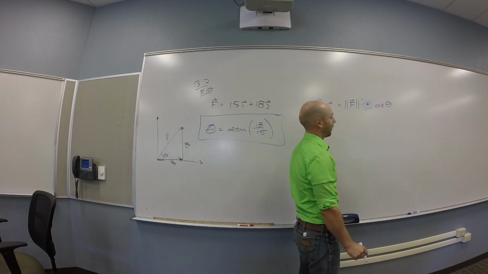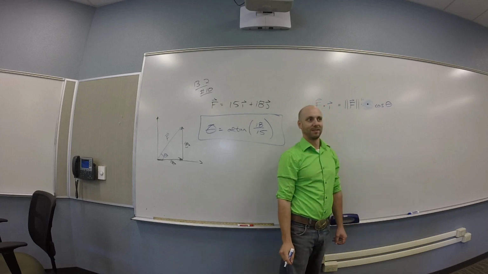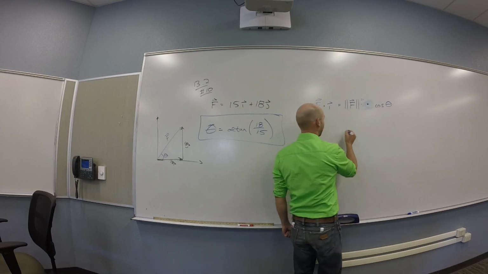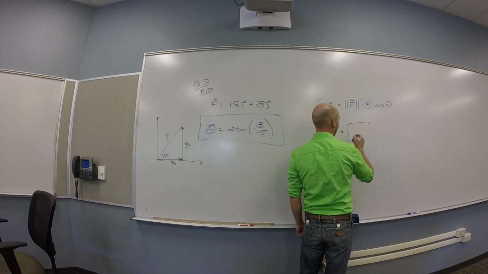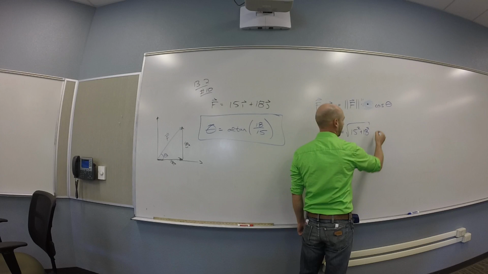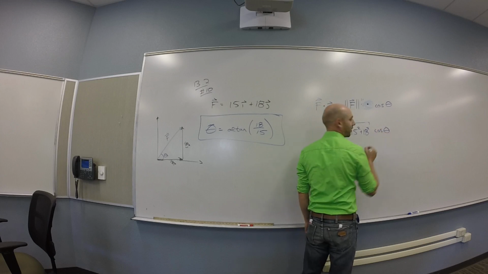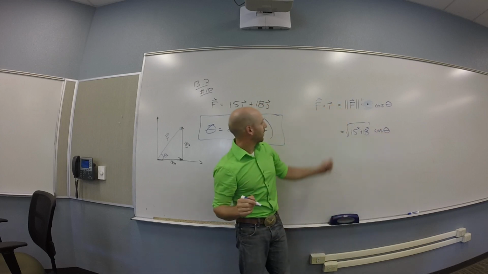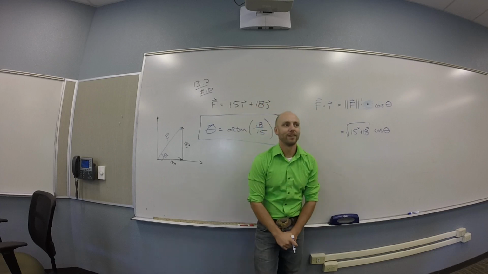What's the magnitude of F? That's just a Pythagorean essentially. Yeah, that's the Pythagorean theorem, right? So I'd get the square root of 15 squared plus 18 squared. I've got the cosine of theta there. What am I going to get out of dotting i with F?